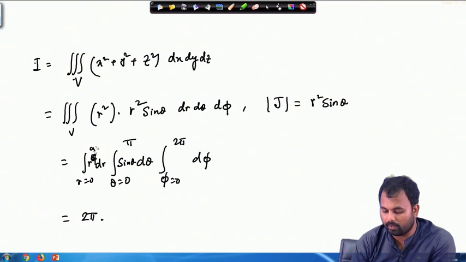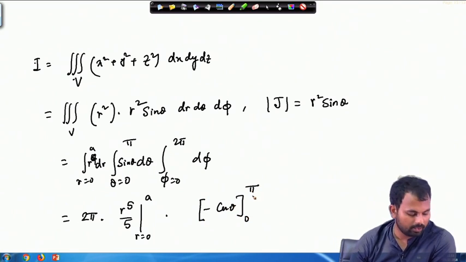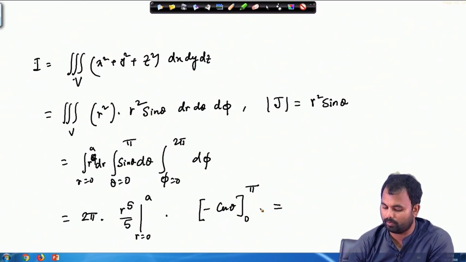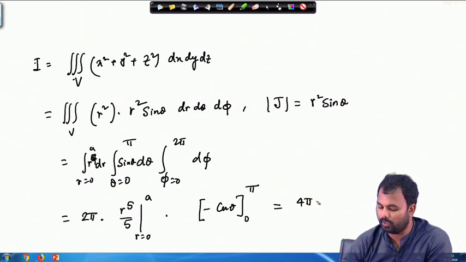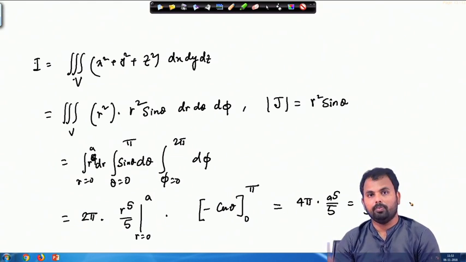Our second term is r to the power 4. So, this will become r to the power 5 by 5, with r evaluated at 0 and 1, and sin theta will give minus cos theta evaluated at 0 and pi. So, cos pi is minus 1, and minus minus plus, and minus cos 0 gives again plus. So, basically 2. So, this is 4 pi a to the power 5 by 5. That means 4 by 5 pi a to the power 5. So, this is our required volume integral or triple integral.